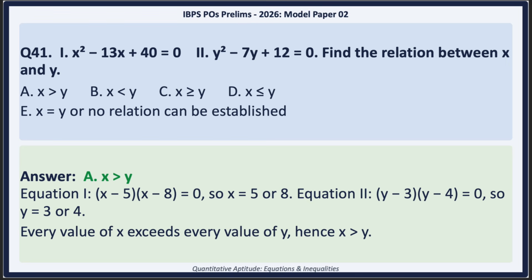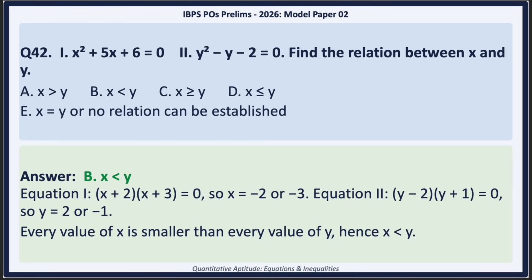Exactly. Question 42 gives us x squared plus 5x plus 6 equals 0. Roots are -2 and -3. And y squared minus y minus 2 equals 0, giving roots of 2 and -1. Here, the highest x is -2, the lowest y is -1. So y is always heavier, x is less than y. But the test makers rarely keep it that simple, right?